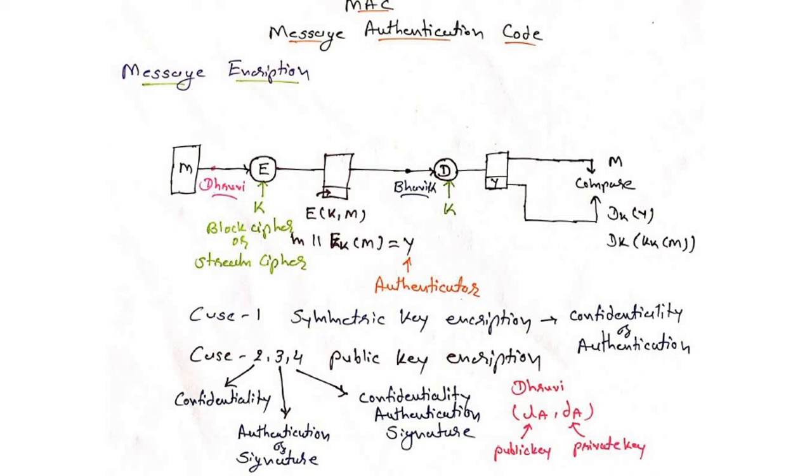So for getting the authentication, we will use the private key with the public key. Dhruvi will generate two keys: one key, E of A, is the public key, and another one, D of A, is the private key.